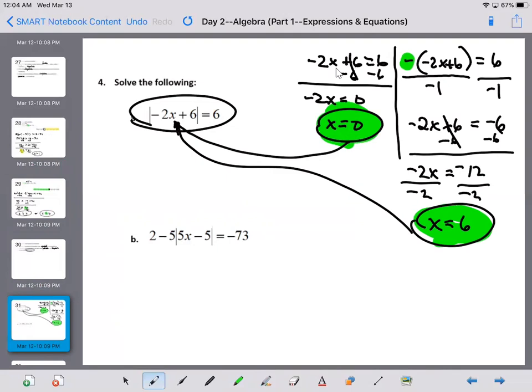All right, so let's look at part B. And you got to be careful with some things. You cannot start off with 2 minus 5. You cannot start off here and say that that's negative 3. So what we're going to do is subtract 2. And so this will be negative 5 multiplied by the absolute value of 5x minus 5 is equal to negative 75.